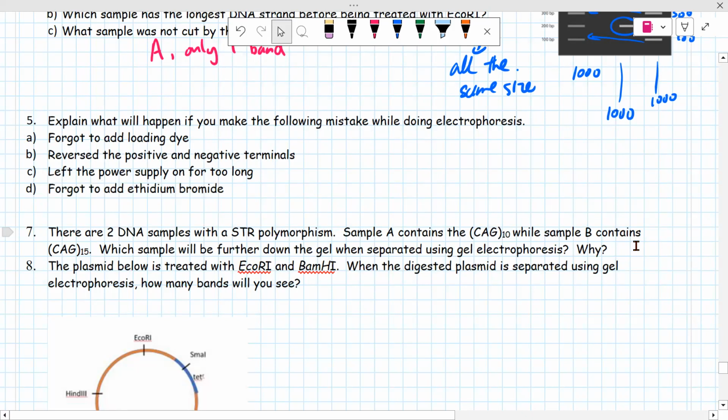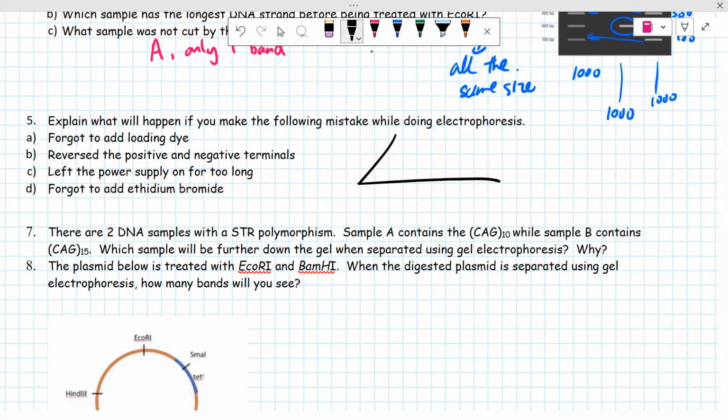Can I explain the loading dye? You remember the loading dye? It's the blue stuff, right? That stuff is really thick. So let me draw the gel for you. This is the gel. The gel is like a 3D slab, right? So this is the well. The well is literally like a slot.